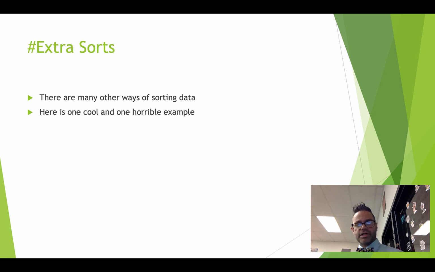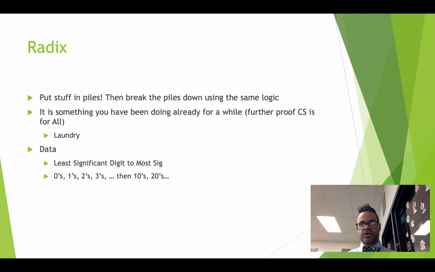Now, moving on to the hashtag extra sorts. There are some really other cool, amazing ways of sorting data. We're going to cover 2 of them really fast. Now, the cool way of sorting data is the Radix sort. And this is they put stuff in piles, aka how you've been doing stuff your entire life, because again, computer science really is for all, because you can sort things based on properties and really sort it really quick.